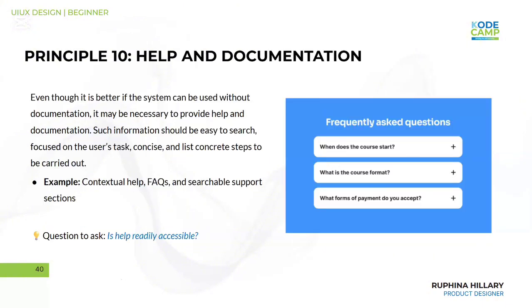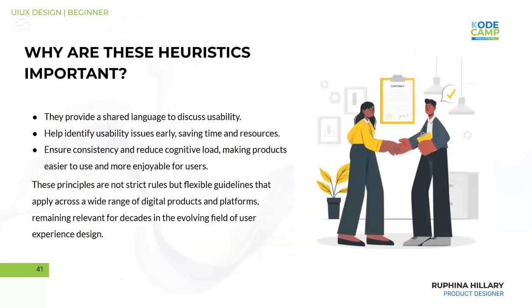So now, those are the 10 usability heuristics. And why are these heuristics important? Like I've said before, they provide a shared language to discuss usability. Even before we pitch our products to users, even before we start asking users about a particular product, we can use these usability principles to evaluate it, to know which of these 10 heuristics we are falling behind on and which one we can improve on.